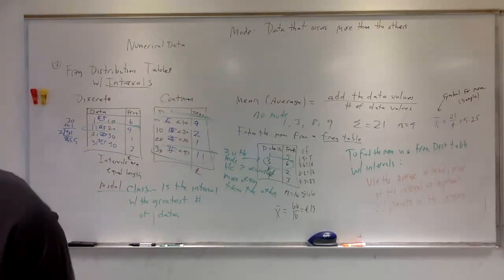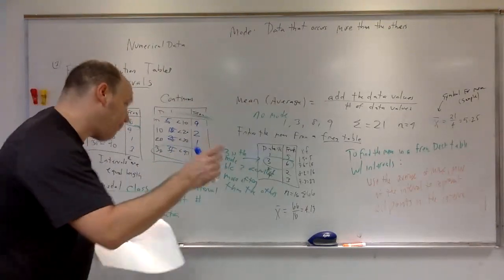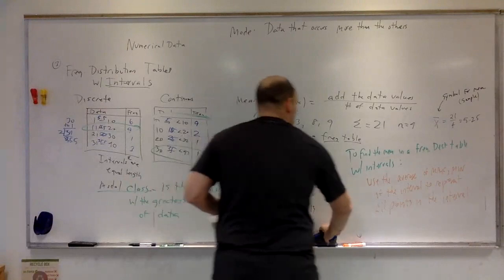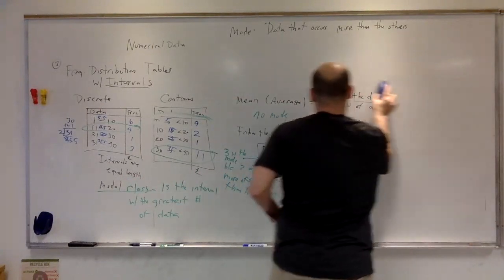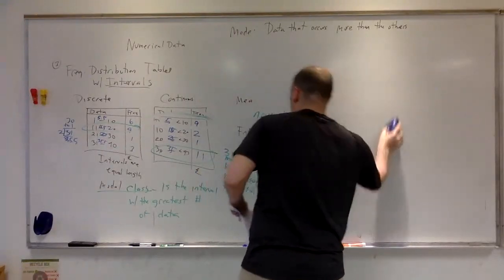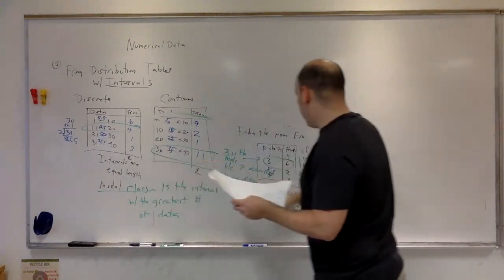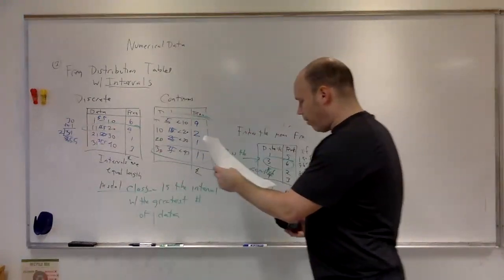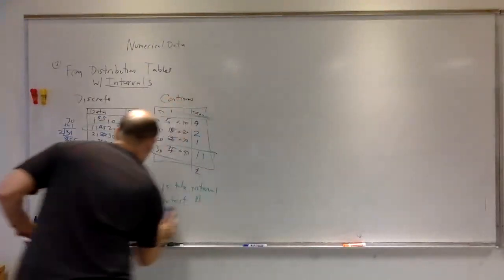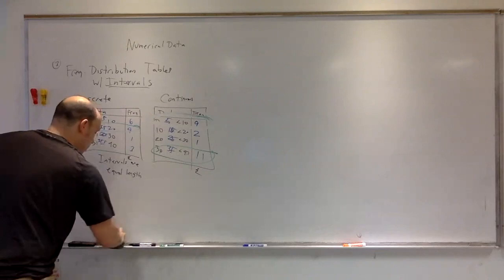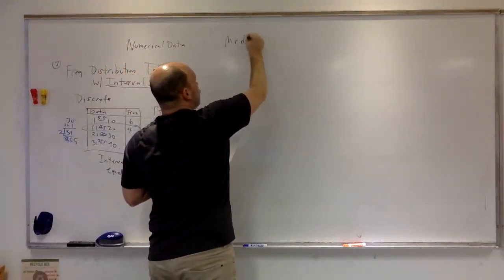Last but not least is the median. And this is what we like. I'll rewrite the table. So median. Median's kind of the big one.